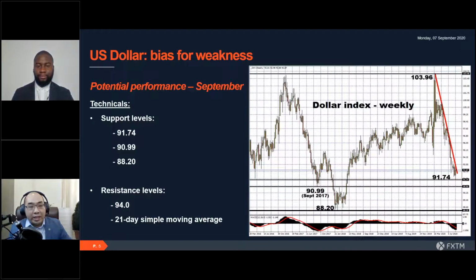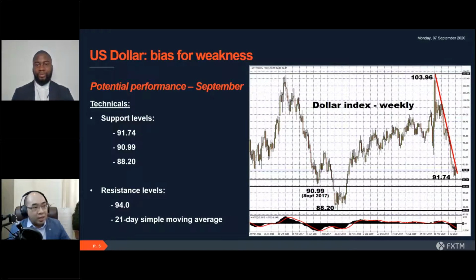Okay, so we're looking at the dollar index here. So with that said, here are some support levels and resistance levels that I'm looking at. Obviously, given the bias for weakness, I think the support levels will come into play more so than the resistance level. But if you look at this chart, there is that very steep red line that started from that peak in March all the way to where we are right now. And you are seeing this pretty stubborn dollar is trying to punch up above that red line. We'll see if it actually can do that.